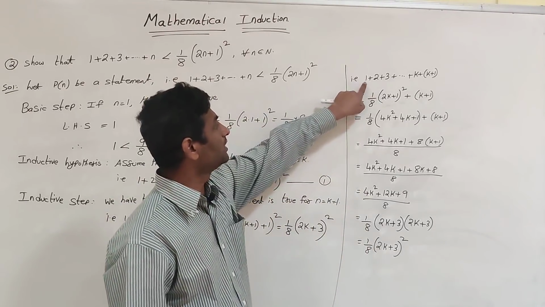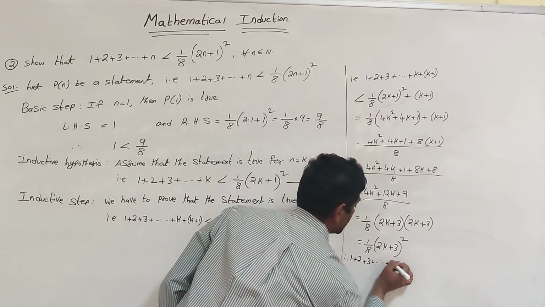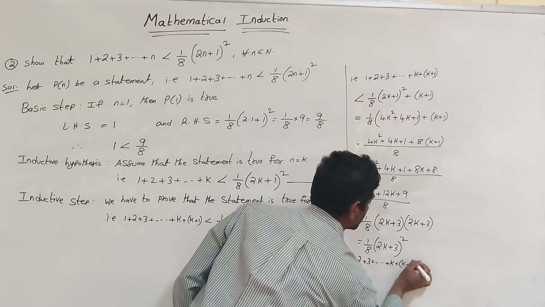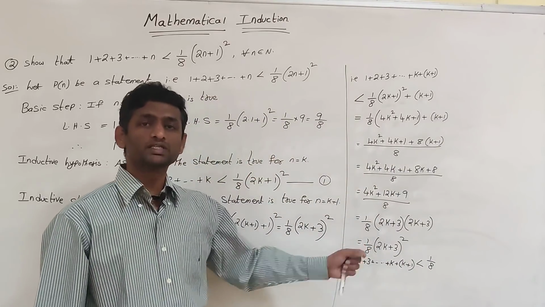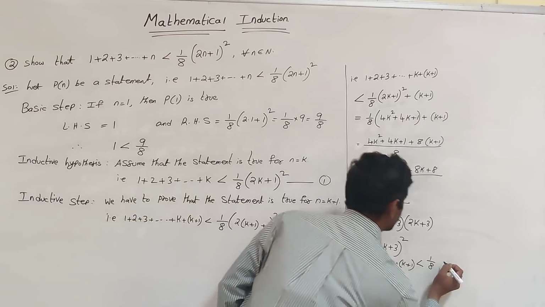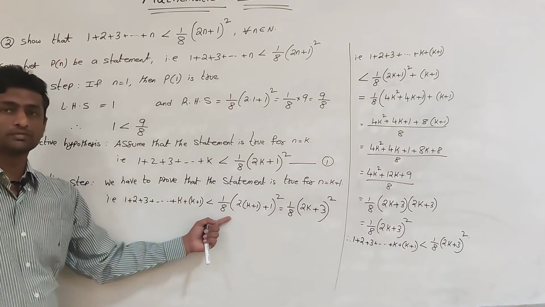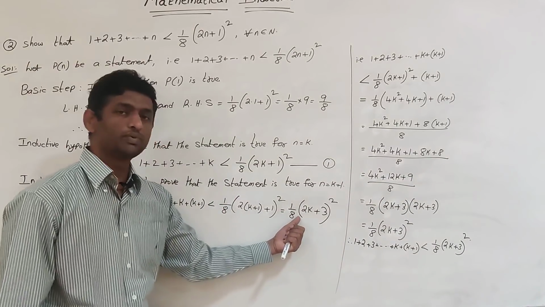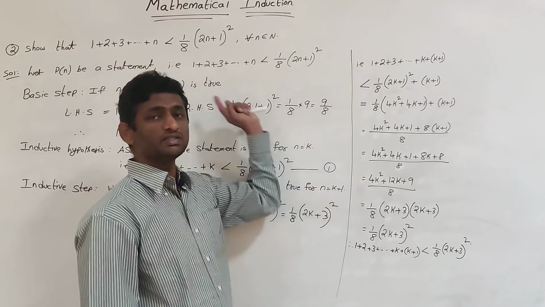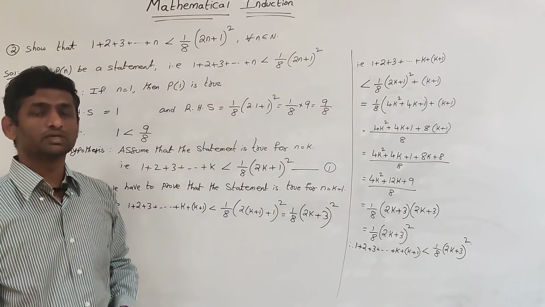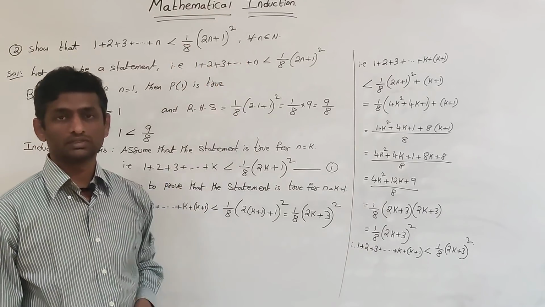So what we can conclude is, therefore, 1 plus 2 plus 3 plus so on plus k plus 1 is less than 1 by 8 times, and this 3 can be written as 2 plus 1, or we can say (2k plus 3) whole square. So that we have proved here. Means this is what was to be proved, and we got this one. So by using mathematical induction, we can say that the given statement is true for all natural numbers. So our statement, this inequality, is always true for all natural numbers. Next question.